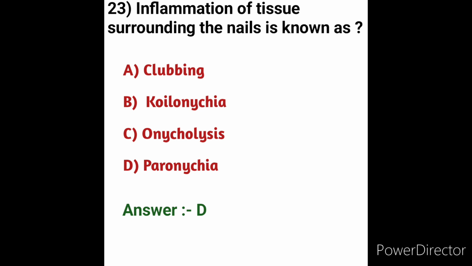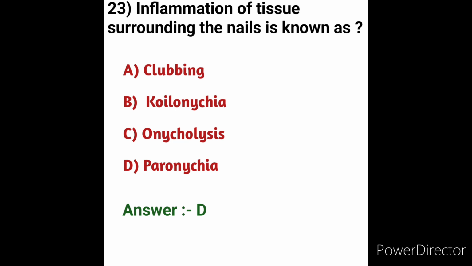Paronychia has acute causes, such as injury or irritation of the nails and bacterial infection, especially staphylococci, and chronic causes, such as mechanical or chemical factors. Fungal infection is also a chronic cause of paronychia. Here option D is the correct answer.